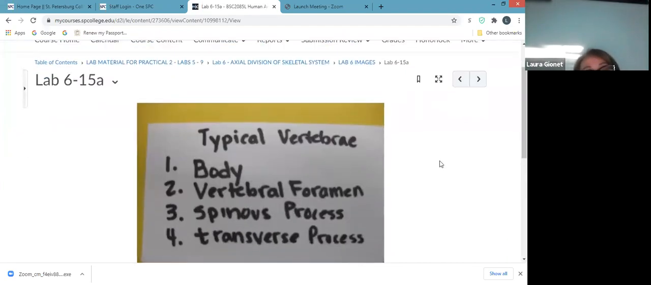So it's a typical vertebra. Number 1 is the body, number 2 the vertebral foramen, number 3 is the spinous process, and number 4 is a transverse process.